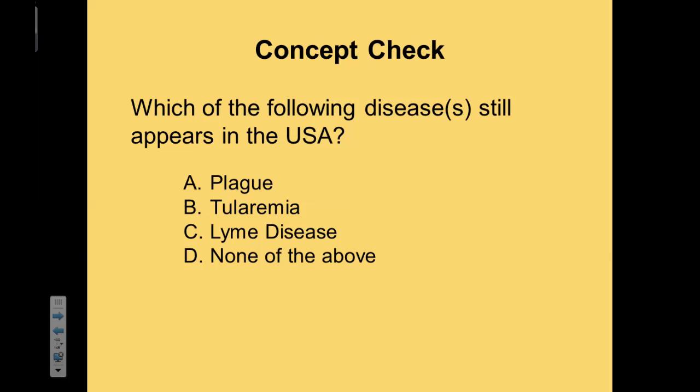So, concept check class. Which of the following diseases still appear within the United States? It's the plague, Tularemia, Lyme disease, or none of the above. Go ahead and pause this video, check your notes or the PowerPoints, or rewind the video and get me an answer. 5, 4, 3, 2, 1.